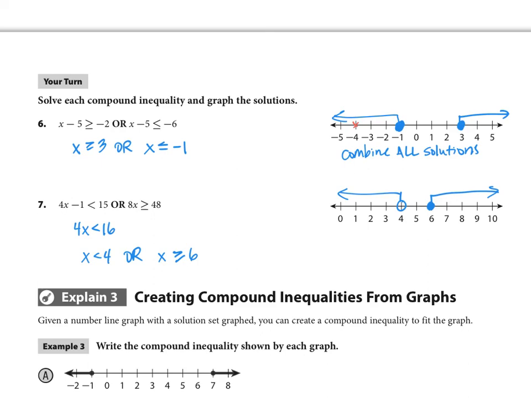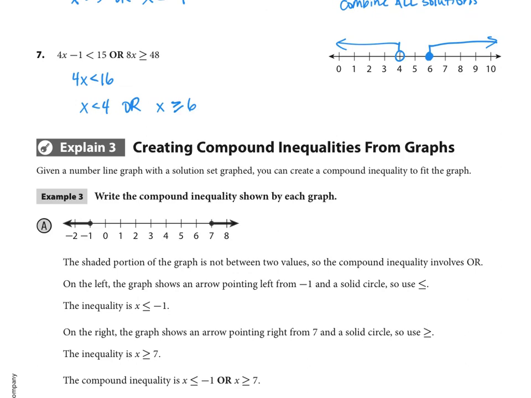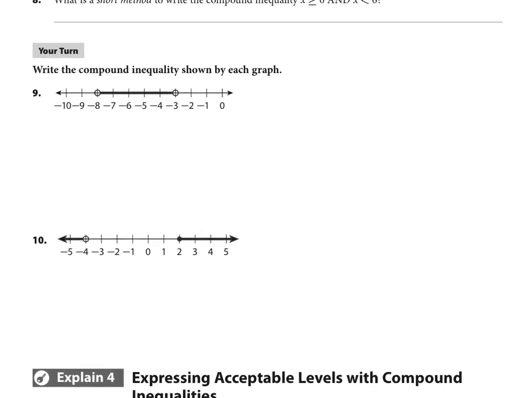And the last type of problem is to look at graphs and be able to create a compound inequality from there. So let's try a problem. It's number 9, number 10. So the first thing is if we look at one endpoint here, we're at -8, and then the other one is at -3. And so think about which direction it's going.